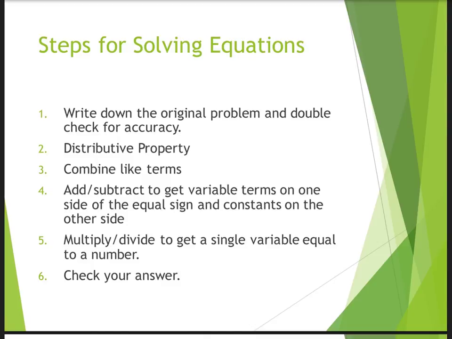Alrighty, so we're going to continue solving equations. This time we're going to throw in some decimal fun. I know how much you like that. But again, as a reminder, we want to write down the original problem and double check for accuracy. We aren't going to have a distributive property or combine like terms in this set, like we haven't so far. Add, subtract, right, to get the variable by itself. It doesn't matter what kind of number it is. That's what we're going to have to do. And then the next one, we'll be multiplying and dividing. And always go back and do that check.